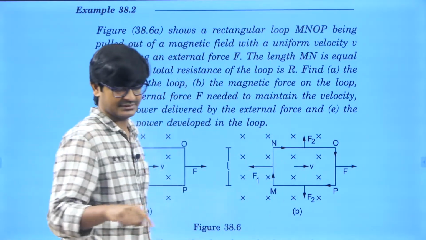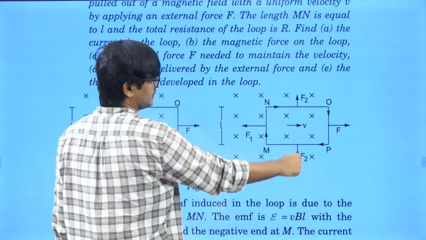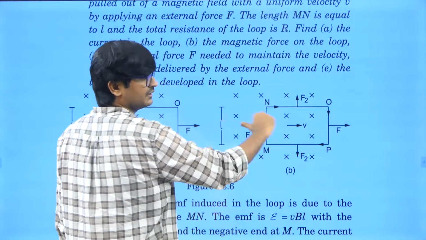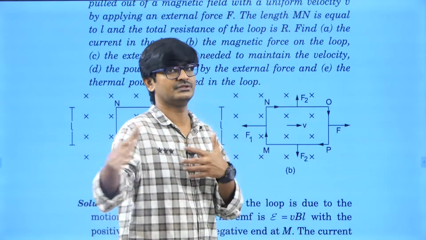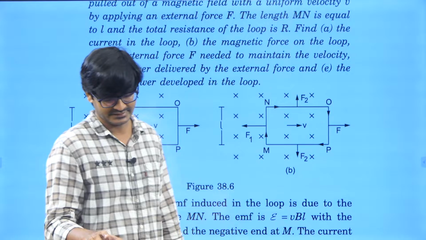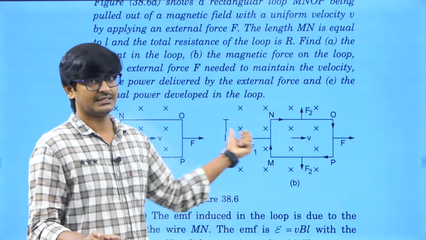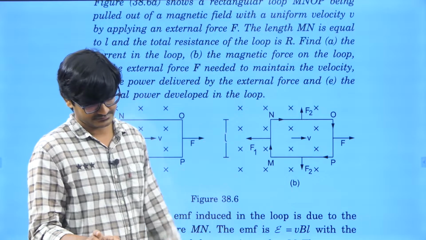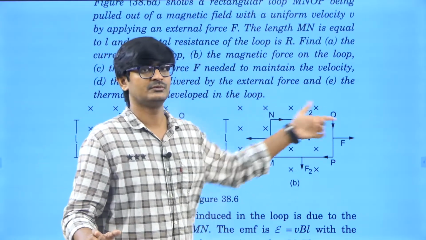When the current is flowing this way, you can see the force on this one will be opposing, right? These two forces will get cancelled. Force on this one is going to be opposing. Now you need to apply that much force on this side to move with uniform velocity, right? So that will be your next question. What will be the magnetic force? These two will get cancelled. Now the average magnetic force is that, right? Okay. Now if you apply the same magnitude of force, then it will move with a constant velocity.